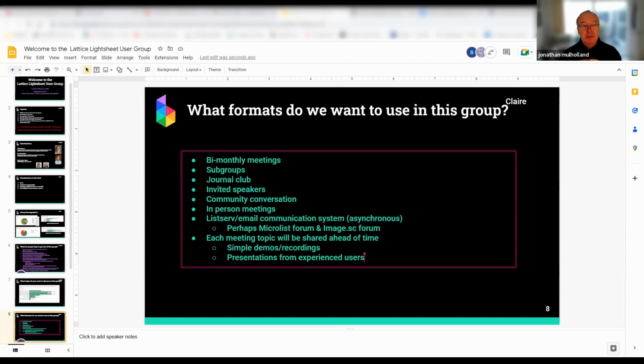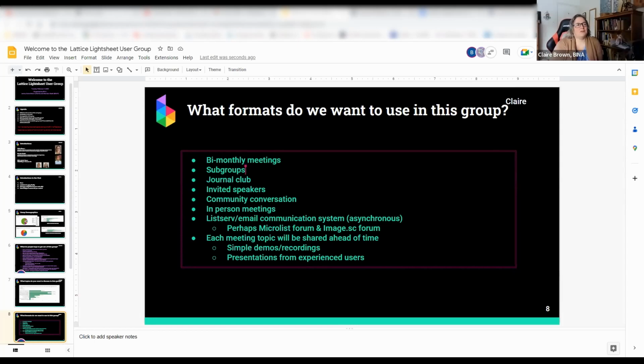I wanted to come back to how subgroups would work, though. What are people envisioning for subgroups? Is this something that would meet separately from this group, and then we would report back to this group on certain areas that the subgroup's working on? And yeah, I'm just curious what the vision for subgroups is. I mean, I love subgroups, but is this a separate meeting for subgroups? And yeah. Thanks.